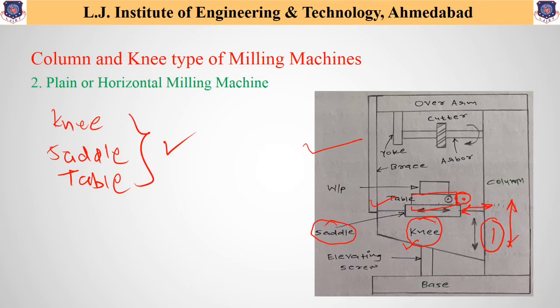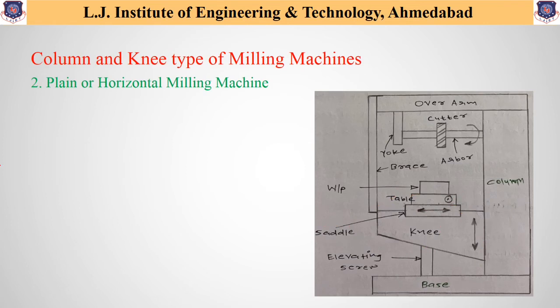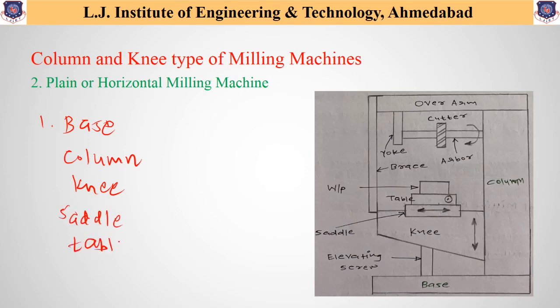Now continuing our topic about the different parts, up to now, let us first summarize. We have discussed some of the parts. First one is the base, second one is the column, then the knee, the saddle, and the table.